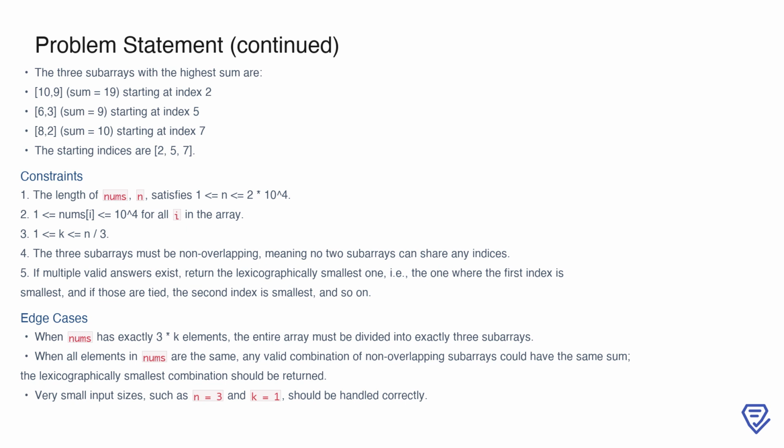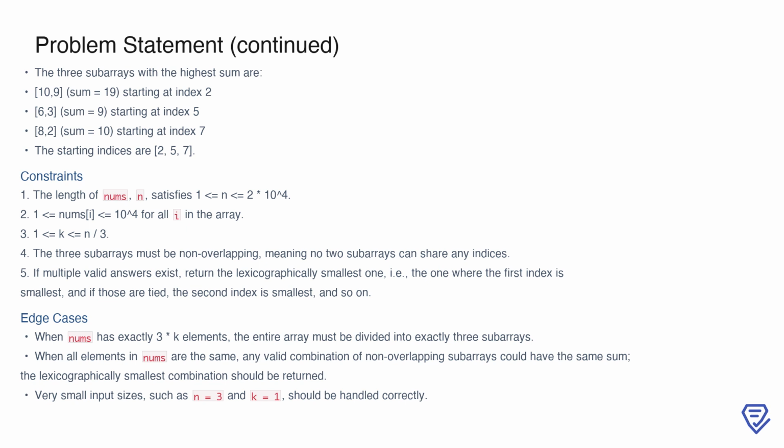Now, let's look at the constraints for this problem. The length of the input array, n, can range from 1 to 20,000, and each element in the array is between 1 and 10,000. The value of k is constrained to be at least 1 and at most 1/3 of the array's length. Additionally, the subarrays must be non-overlapping, meaning no two subarrays can share any indices. If there are multiple valid answers, the lexicographically smallest one should be chosen.